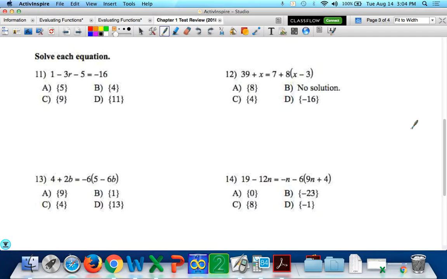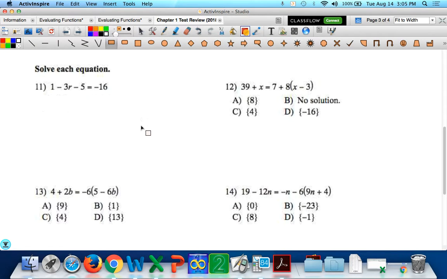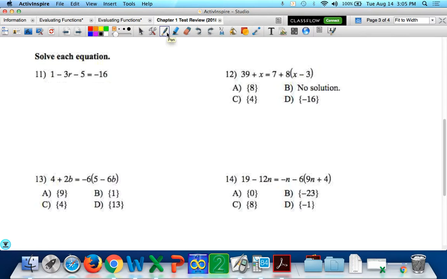Number 11 is where we begin our solving equations part of the review. I'm going to go ahead and block out these answers just so I have room to work the problem. Here we have the easiest of the four equations that are on here right now. When we're looking at it, we want to get r all by itself.